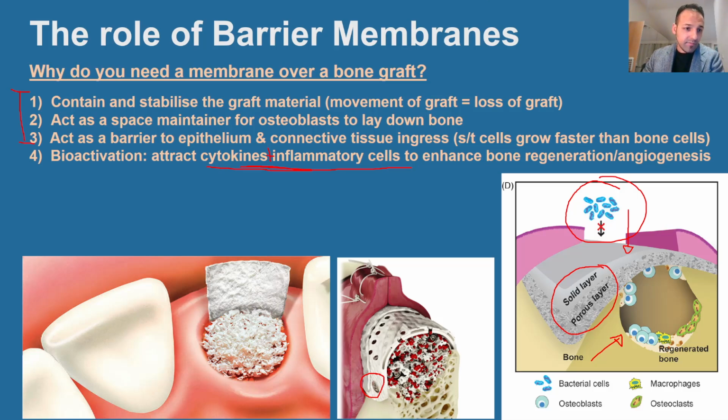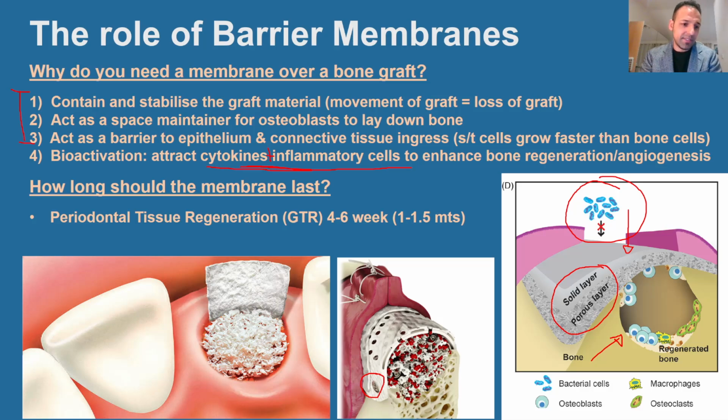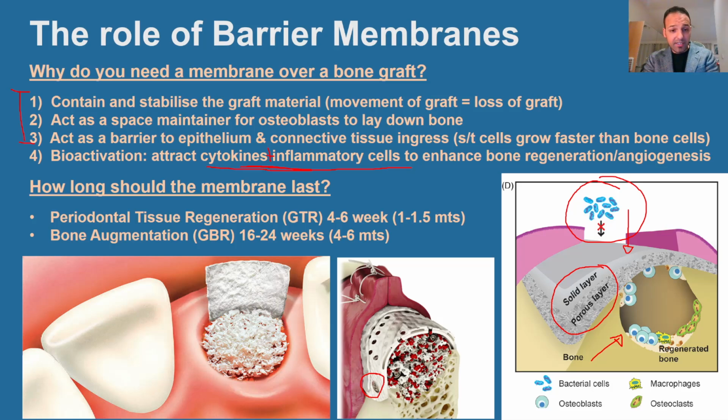So how long should the membrane last? Well, it's generally accepted that for periodontal tissue regeneration, GTR, we need about 1 to 1.5 months. And for bone augmentation, or GBR, we need 16 to 24 weeks, which is 4 to 6 months of membrane coverage to allow the bone to form.